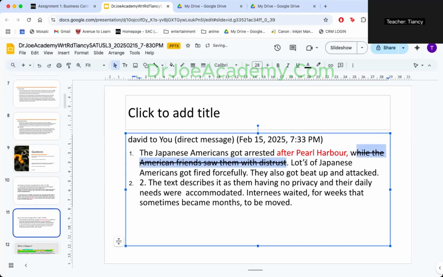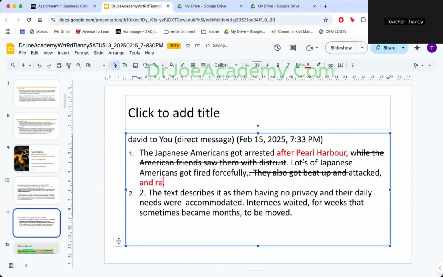It's not necessary. Lots. So lots is one word. There's no need for an apostrophe. Japanese Americans were fired forcefully, attacked. Beat up and attack are the same thing, but attacked is the preferred word. So you can say forcefully, comma, attacked, and removed from their housing to live in internment camps. That's what you should have written, okay?